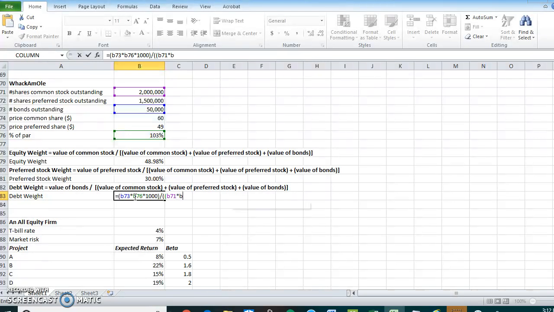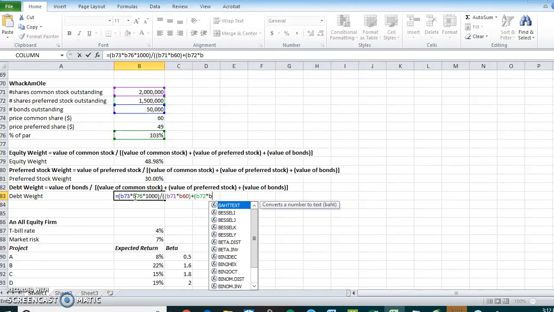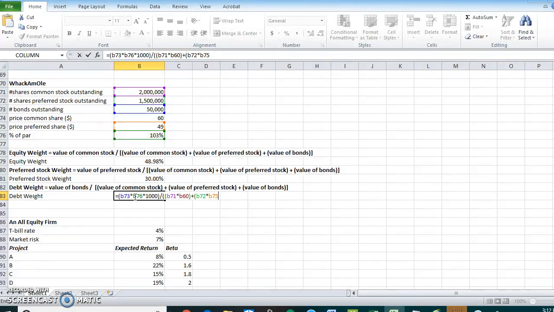B71 times B74 to get the value of our common stock, plus, open parentheses, B72 times B75. Oh, I see I made a mistake up here. I don't know how I typed 60 instead of 74, but I sure did.